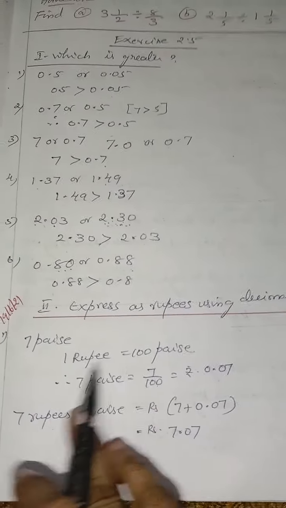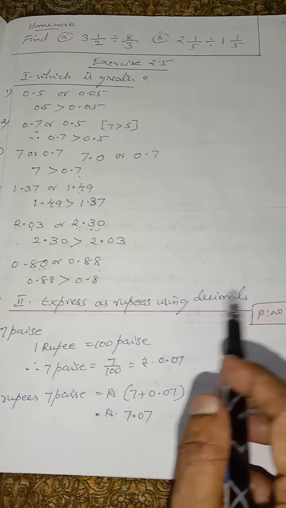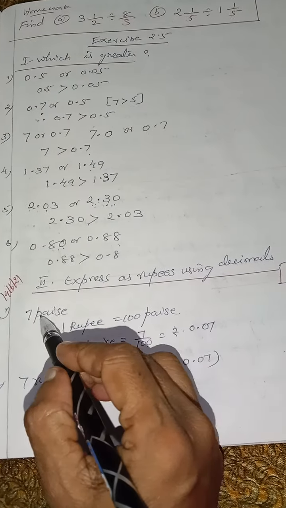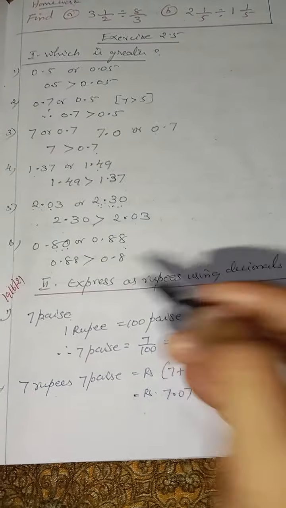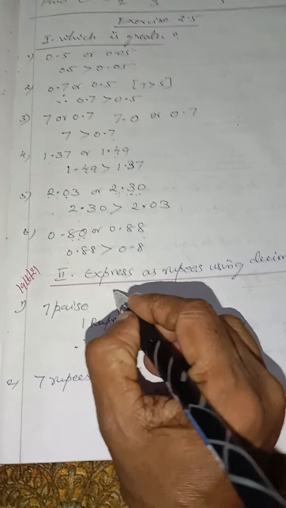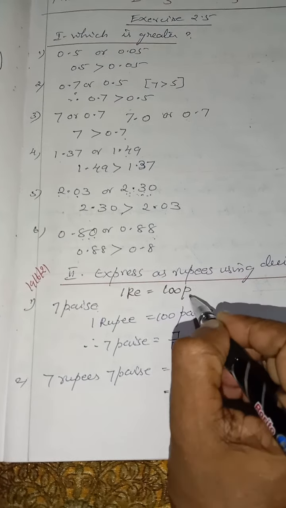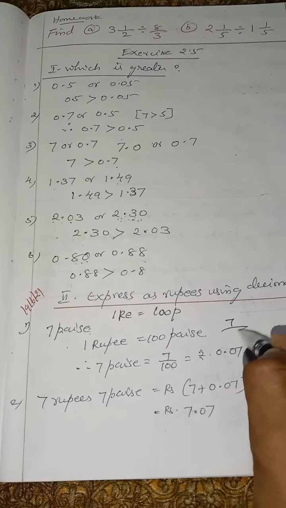Okay. Then the second Roman numeral, what have they given? Express as rupees using decimals. This is page number 47. Okay. 7 paise we want to write in decimal. So how to do this? We know that 1 rupee is equal to how many paise? 1 rupee is equal to 100 paise. So what is 7 paise? 7 paise means we write 7 by 100.